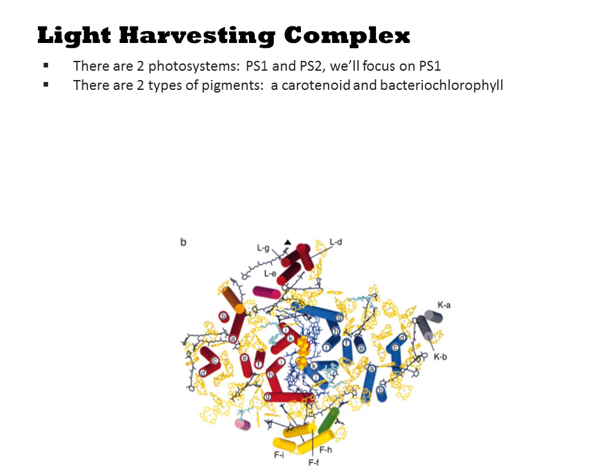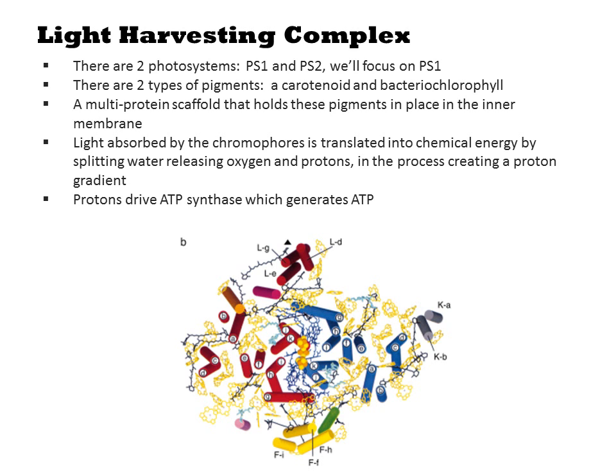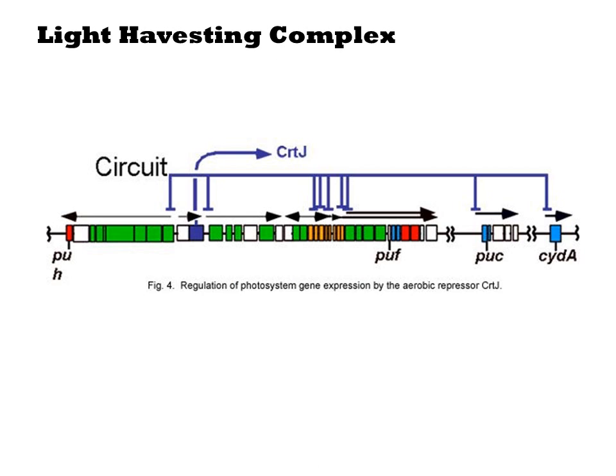PS1 encodes two metabolites which are pigments. One is a carotenoid and the other a bacteriochlorophyll. It also encodes a multi-protein scaffold that holds these pigments in place in the inner membrane. Light absorbed by the chromophores is translated into chemical energy by splitting water, releasing oxygen and protons. This results in a proton gradient. Proton influx drives ATP synthase, which generates ATP. Thus, the photosystem converts light energy into the chemical energy stored in phosphodiester bonds.